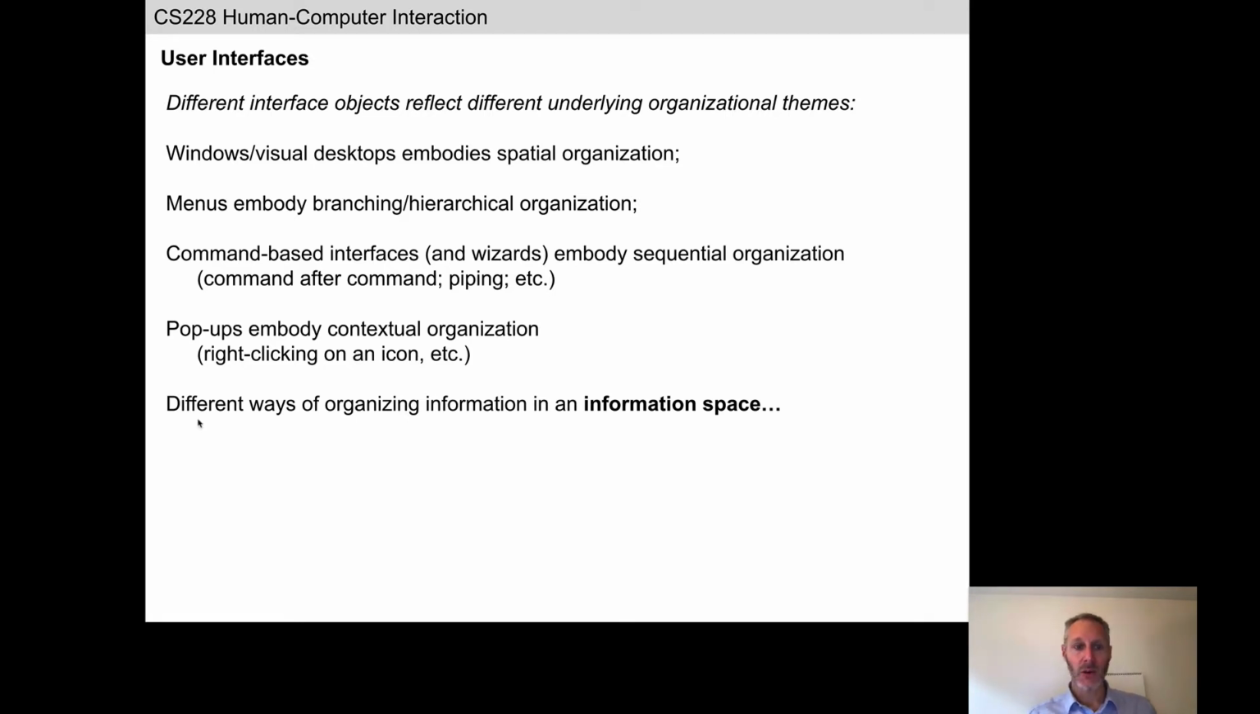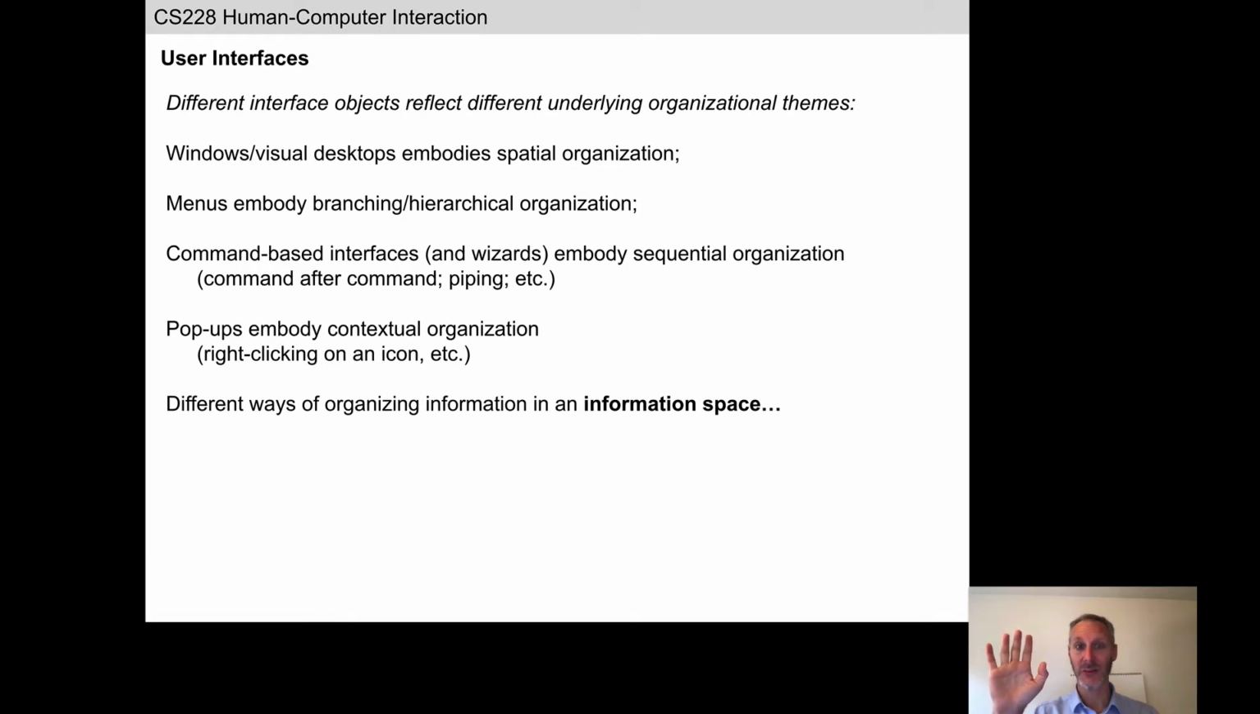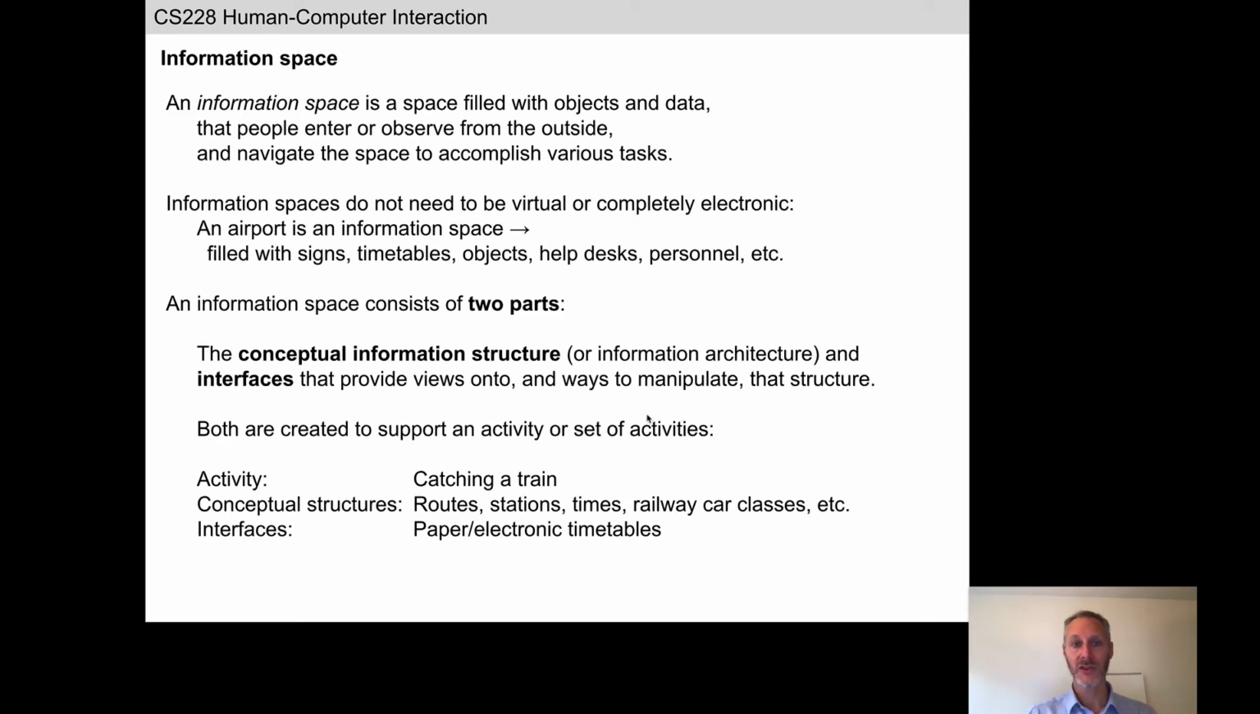Okay, so all of these are ways of organizing information in a two-dimensional interface, which provides a view onto an underlying information space, a complex constellation of information and data and connections to other people and so on, that the interface makes it easier for us to navigate. So we're going to switch now from user interfaces, which we've spent most of our time talking about, to what's behind the interface, the information space.